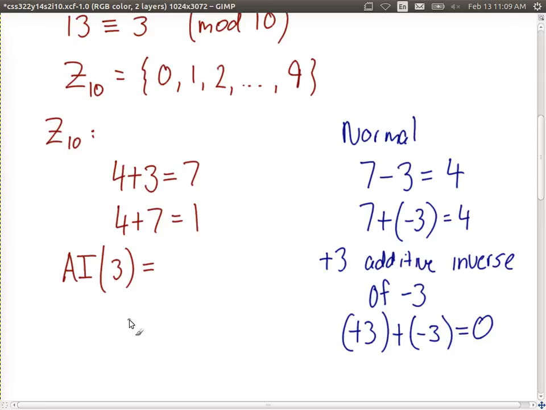Using the same definition of the additive inverse as in our normal arithmetic, when we add the two numbers together, we get 0. 3 plus minus 3 is 0. Now, apply that definition for modular arithmetic. The additive inverse of a number is the number that, when we add to 3, gives us 0. But in mod 10 in this case. Remember, we're doing it in mod 10 in this set of examples, Z10. So if everything's mod 10, 3 plus 7 is 0. So we say the additive inverse of 3 is 7 in mod 10.